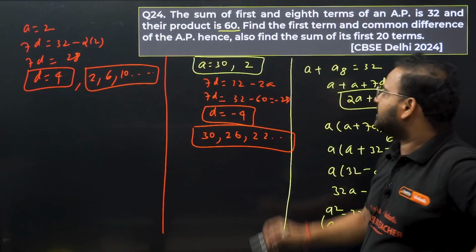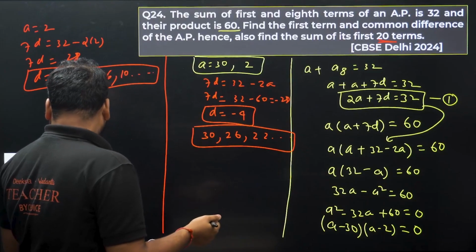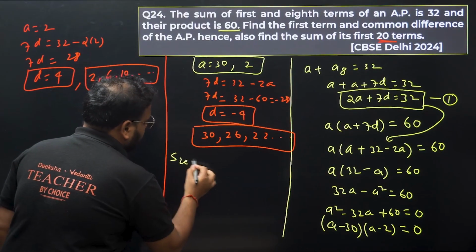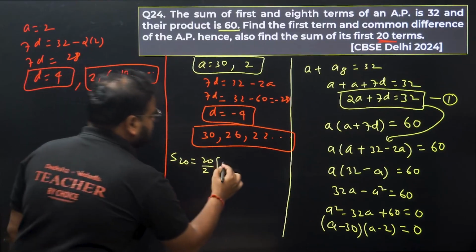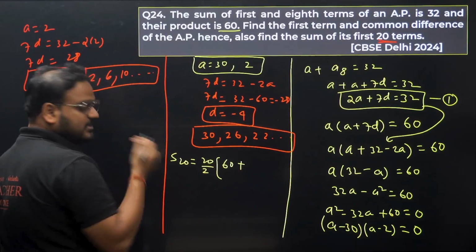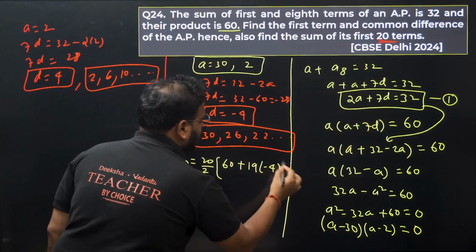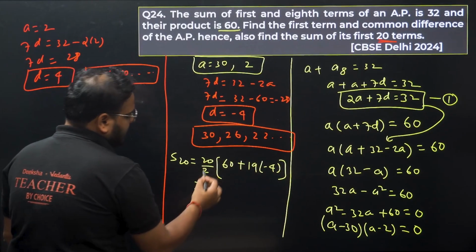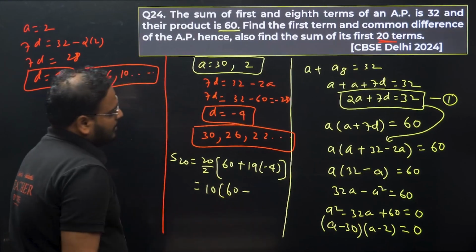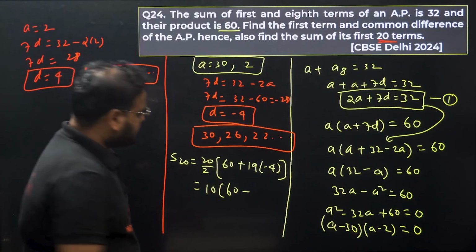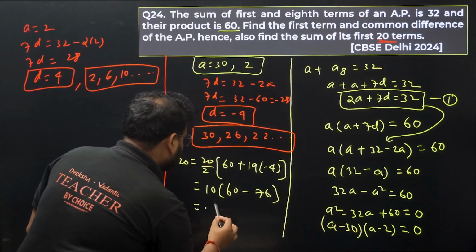Now what are they asking us? They're asking us the sum of 20 terms. So you're going to use the S20 formula for both of these. Please check. I want to use the S20 formula here. I'll end up with 20 by 2, twice the first term. So twice the first term is 60, plus 20 minus 1, which is 19, times the common difference, which is here minus 4. What I get for this, please check: 10 times of 60 minus 19 into 4, 76. So I'll end up with minus 160.